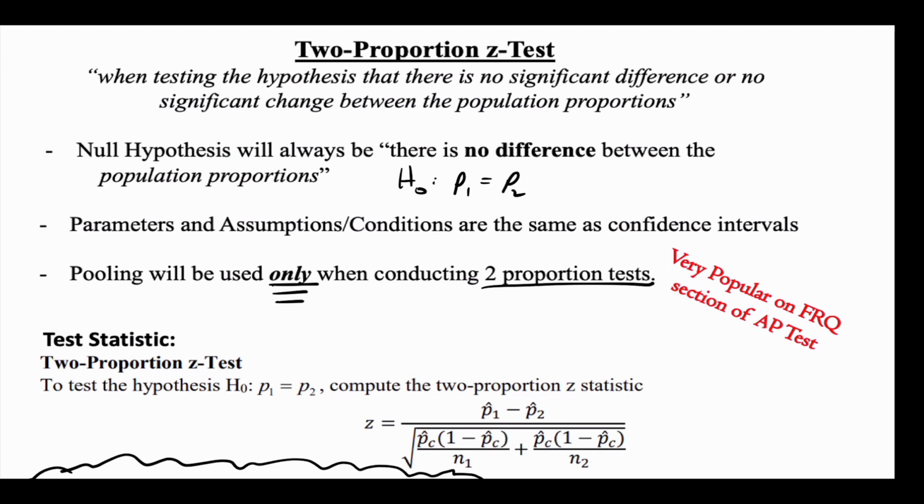Okay, this is the only time we pool. Every other time we don't pool. Two proportion z-test is the only time. In fact, your calculator will ask you today, do you want to pool? With this test right here is the only time we do that. Not even with intervals like we did yesterday. We don't do that. So when you see P sub C, it means the pooled, the combined sample.